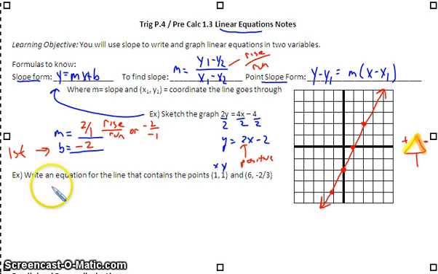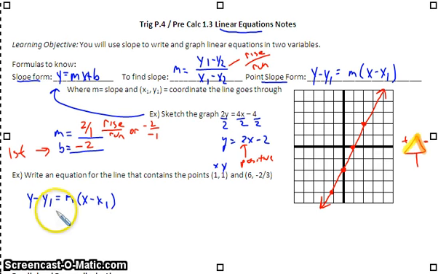Alright, let's take a look at the next one. Now instead of graphing it, I'm going to actually write the equation. And because I'm given 2 points here, typically the easiest form to use when you're given 2 points is point slope form. So that's the form I'm going to use. So I'll just rewrite the generic form of the equation down here.